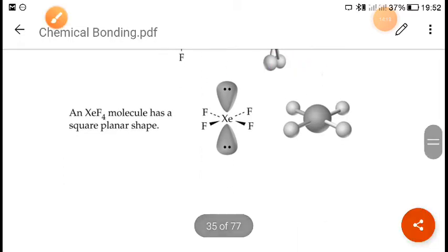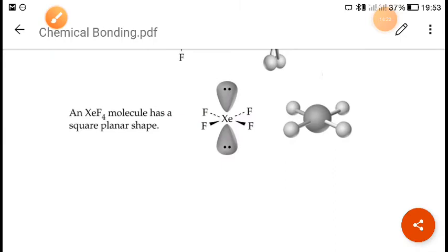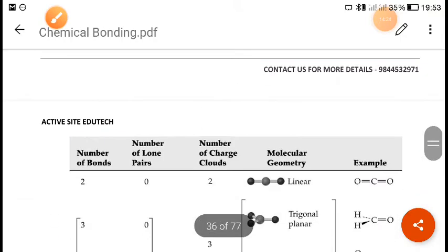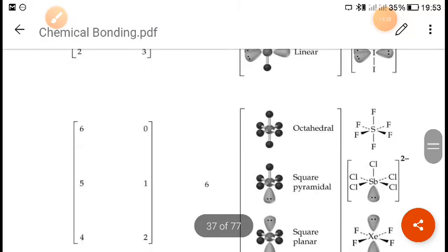And then in the case of xenon fluoride, here also you can see two lone pairs are there, and these four are in the same plane. Okay, so I hope you have understood the valence shell electron pair repulsion theory, right?